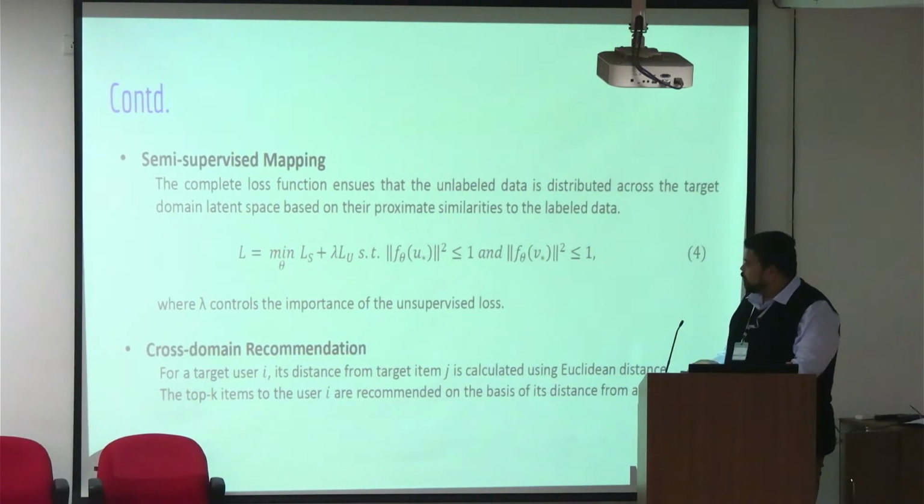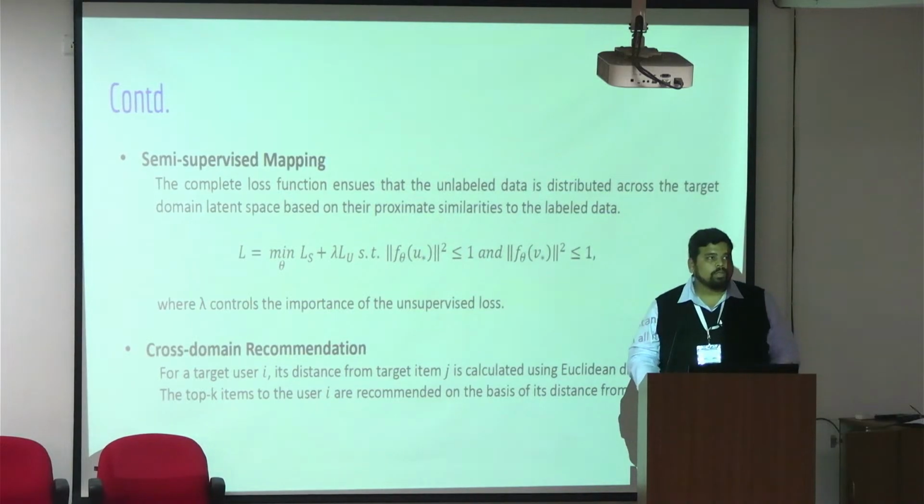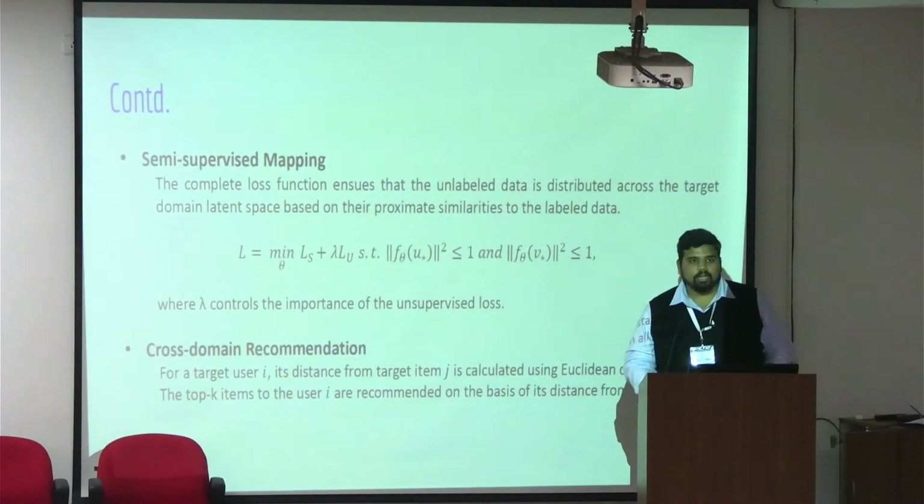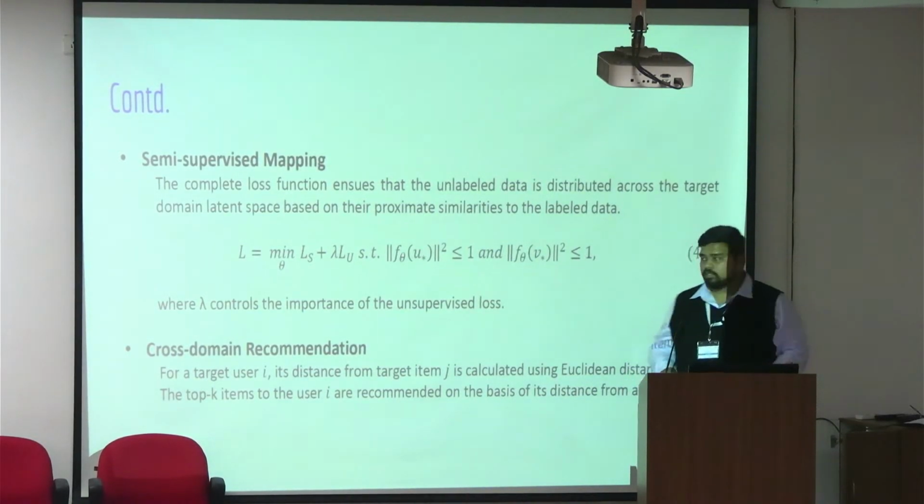And once the mapping is done, we provide the cross-domain recommendations by computing the Euclidean distance between the target user and all the items available in the target domain, and we provide the top k items that are closer to the target user as the recommendations.